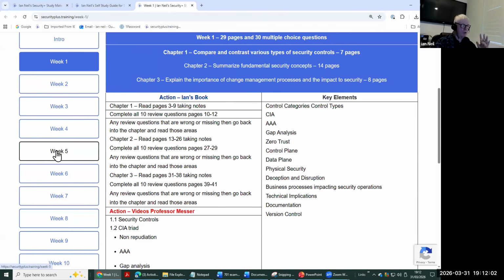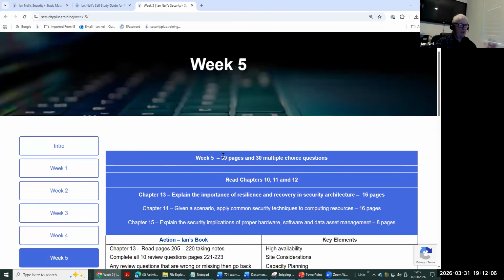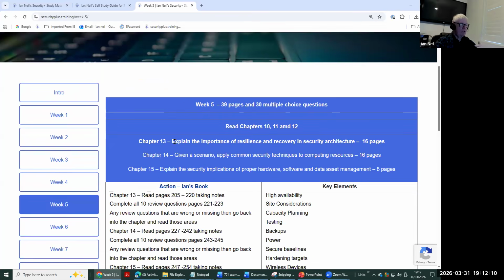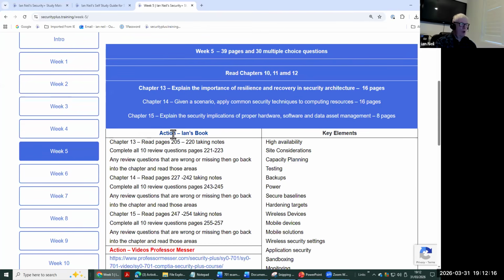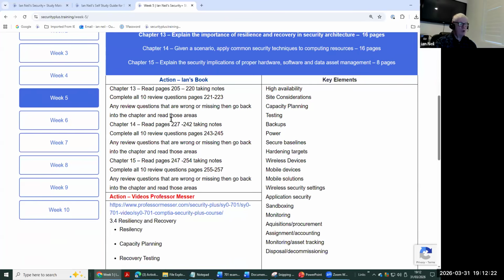So let's just choose another one at random. That's number 5, 39 pages and 30 multiple choice questions. See, my book has got 28 mini chapters. They should really be called sections. And each of these weeks is about 30 pages. Now, if you want to go for it, you can go a lot faster, but you can see that there's a lot of key elements that you need to take out.